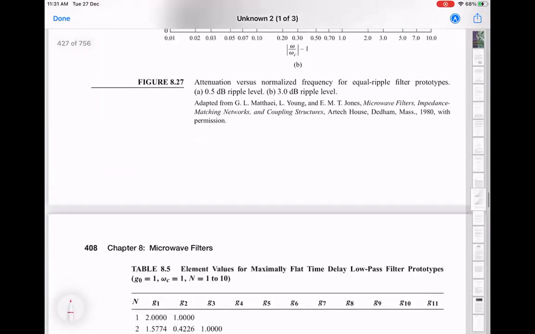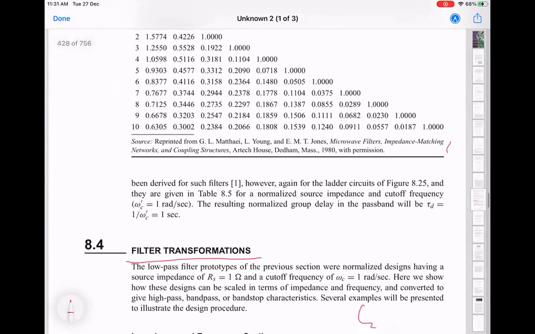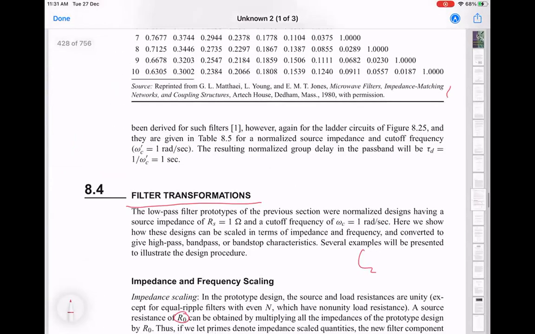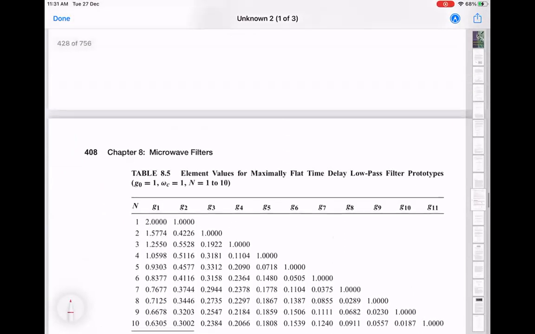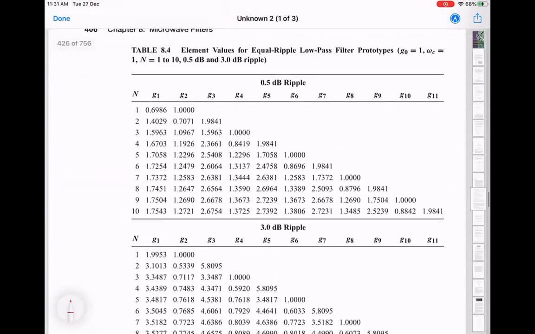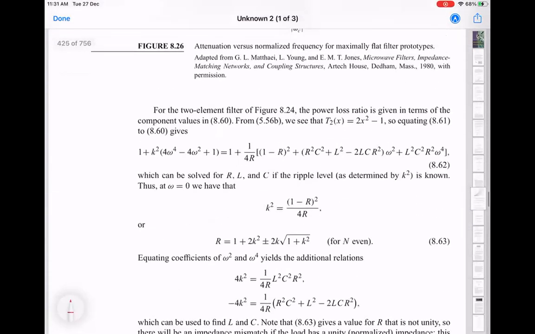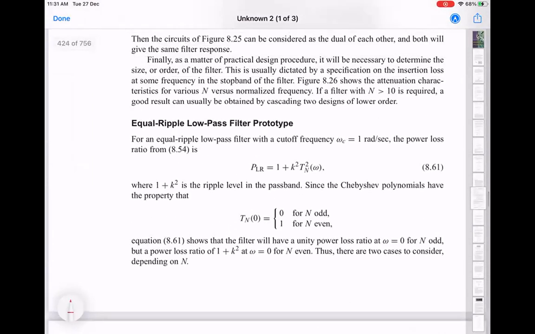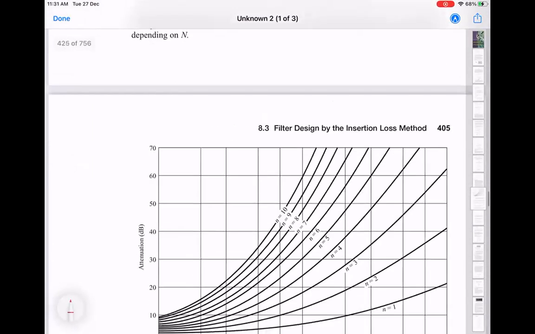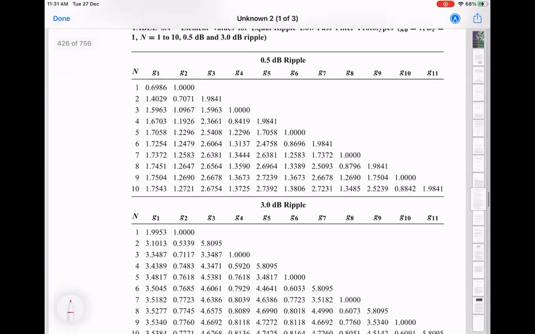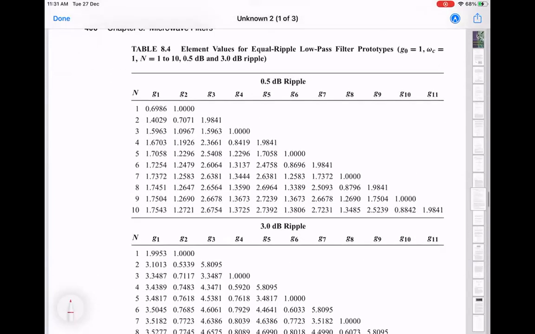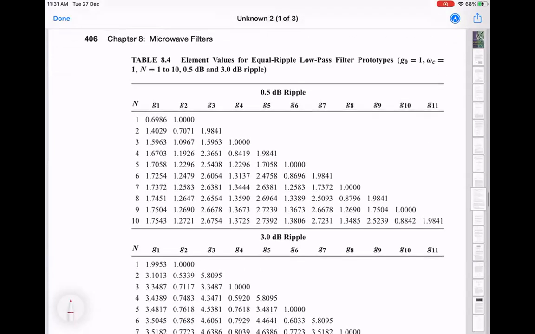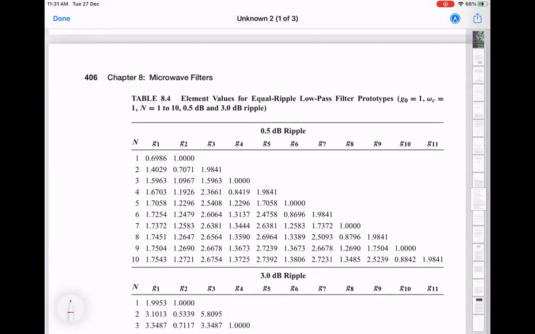I'll just quickly mention this other part. So there was a table for your maximally flat filters, but you can also do a similar analysis for your equiripple type of filters as well. And there's a different table for that. So here you have a table for 0.5 dB ripple. So this is basically how much you allow it to vary. And then a table for 3 dB ripple. And then you can go and construct the filter.